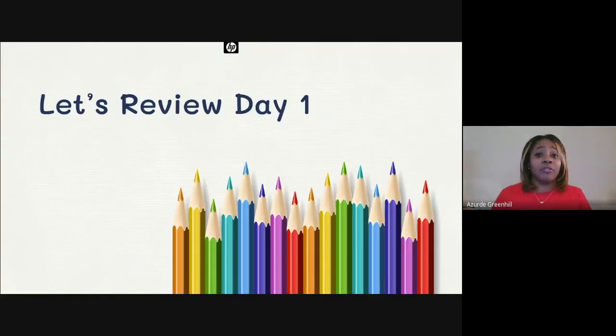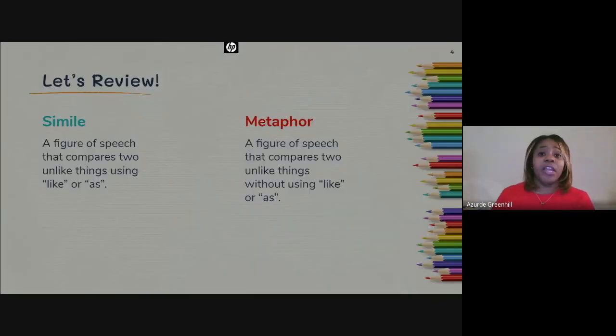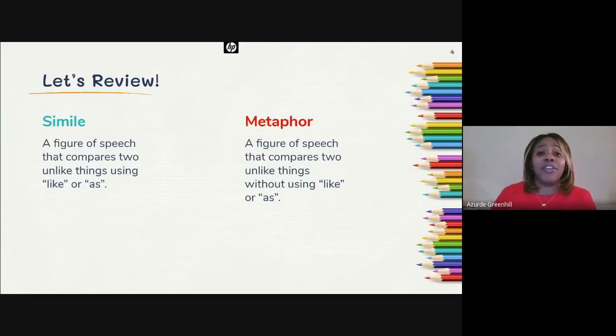All right, so let's review what we did yesterday. Yesterday, we talked about two types of figurative language, similes and metaphors. So what is a simile? A simile is a comparison of two things using the words like or as. A metaphor is a comparison of two things but doesn't use the word like or as.